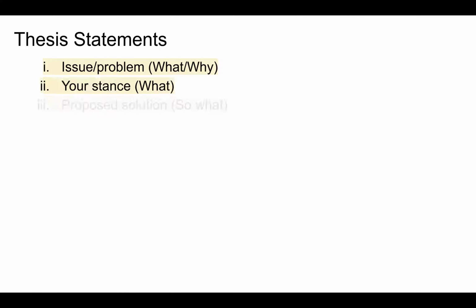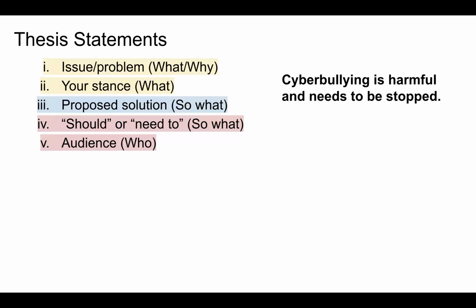Okay, so I've got some color-coded thesis statements here, but let's say you started with this: you're writing your paper about cyberbullying, and your position is that it's harmful and it needs to be stopped. This is actually an argument thesis statement. It's pretty simple though, it's very basic. It's fine as a thesis, but for a problem solution paper, it's pretty vague. It doesn't say why it's harmful, it doesn't say who should stop it, it doesn't say how it should be stopped. So I still have a lot of questions as a reader with a very basic thesis like this.